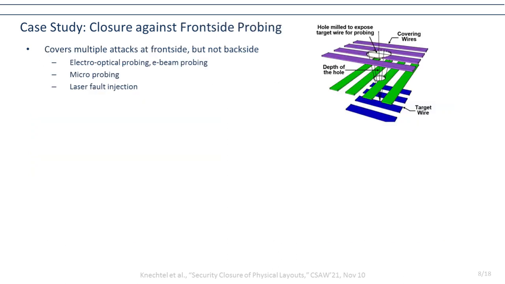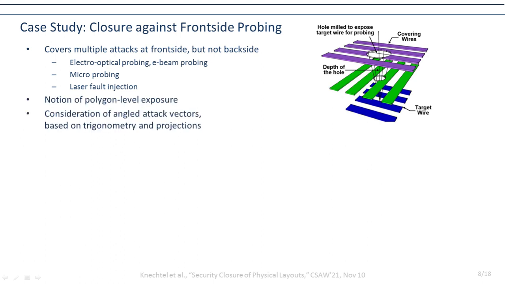Another case study we looked at is closure against frontside probing. That means probing through the metal layers, as illustrated also here now to the upper right. So this covers actually multiple attack vectors, like electro-optical probing we've seen before, e-beam probing or micro probing is now also illustrated here. And we perform the assessment using a notion of polygon level exposure, literally looking at the polygons of the physical layout. And we also consider angle attack vectors using simple trigonometry and also projections.